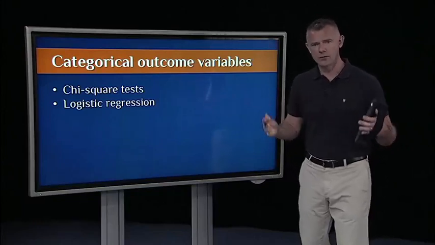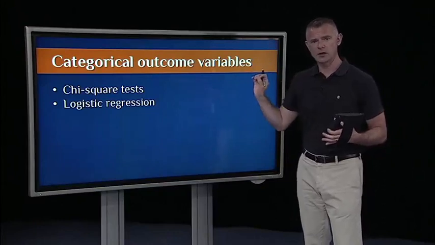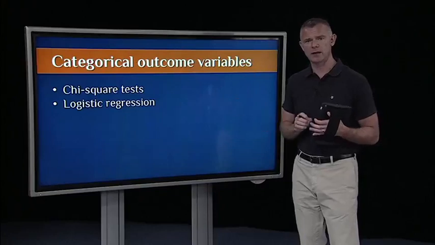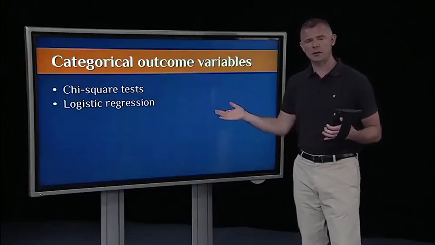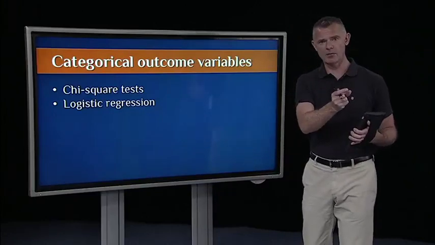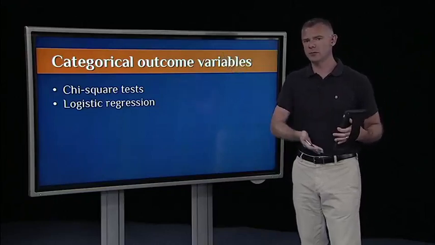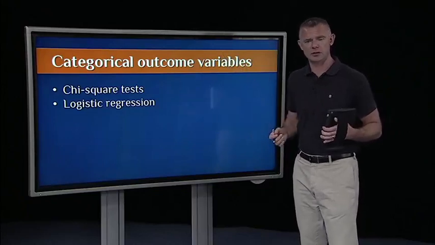So if all of your variables are categorical, both your outcome and your predictors, then you can do chi-square tests. So we did the chi-square goodness of fit and the chi-square test of independence. Then we looked at binary logistic regression. So we had a binary and categorical outcome variable with a whole set of predictors that didn't have to be categorical. They could be a combination of categorical and continuous. Then we did logistic regression.